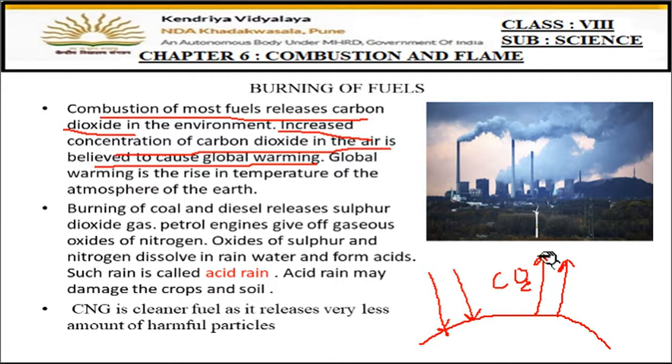Okay, this CO2 will not allow these heat rays to go upside. It stops the heat rays here only. So these heat rays will remain on the surface of the Earth. They will remain here on the surface of the Earth. And this effect is called greenhouse effect.